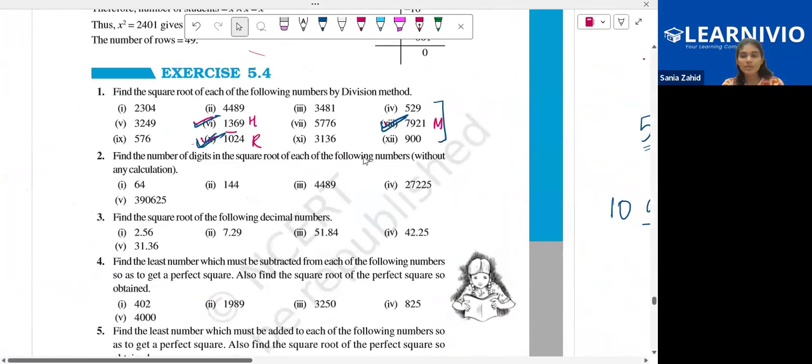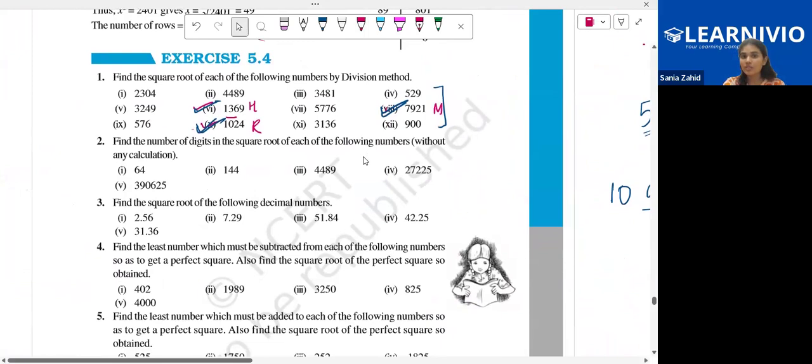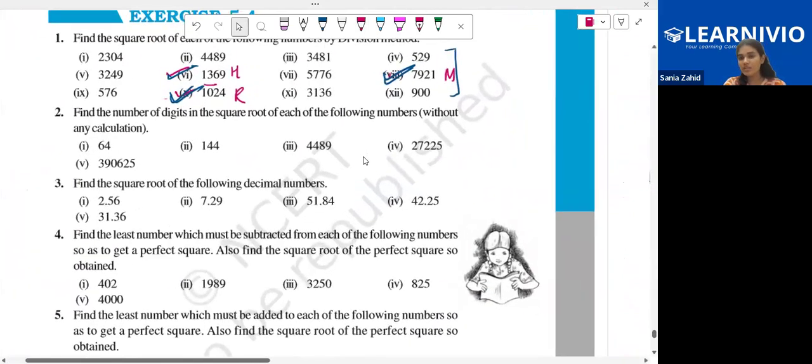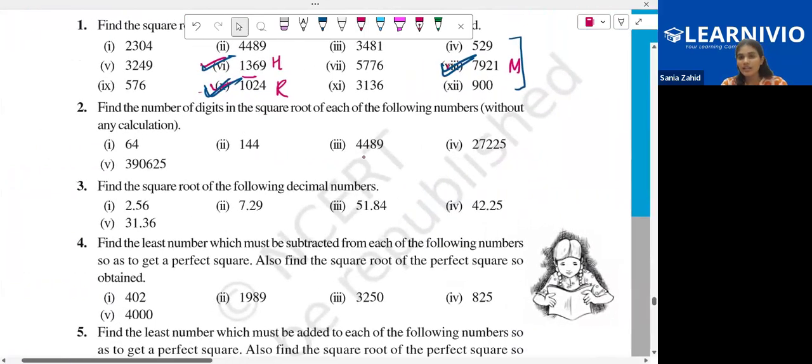Okay, so we have question number 2 now. It says find the number of the digits in the square root of each of the following numbers without any calculation. Now, the number of digits in the square root of the number is, see, ma'am, we have to find what's the square root of 64? No, you don't have to find the square root of 64. You have to find out how many digits are there in the square root of 64. Now, here you directly know under root of 64 is 8. So it has only one digit.